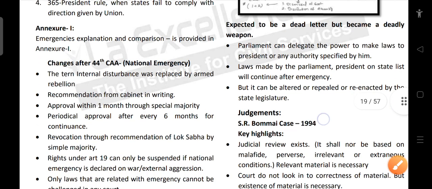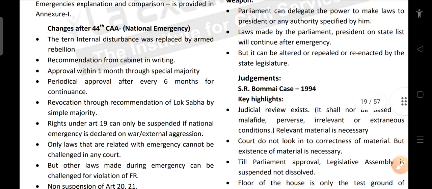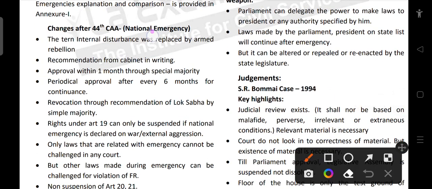Now, what are the changes made after the 44th Amendment? That is, for national emergency, the term internal disturbance. Earlier we had the term internal disturbance. So later it was replaced by armed rebellion. Only if we had an armed rebellion, we can use this national emergency provision.